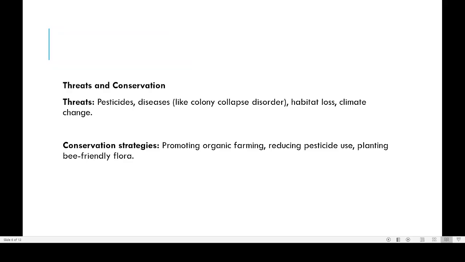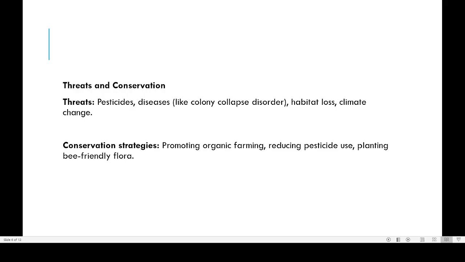Then what are the threats faced by this insect? Mainly from pesticide. If you are using organic or inorganic pesticide, that will result in death of this honeybee. And many diseases are affecting this honeybee. Then also, if there are not enough flowering plants, honeybee population in an area will decrease.